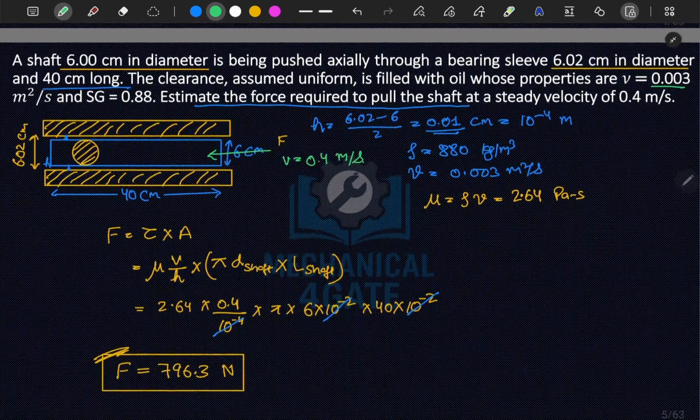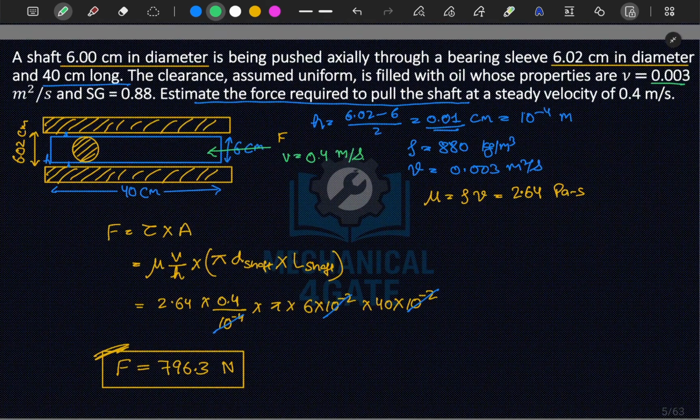I hope you understood this principle well. We have to calculate your shear stress, and you have to keep in mind what your area of contact is. This A is your area of contact.